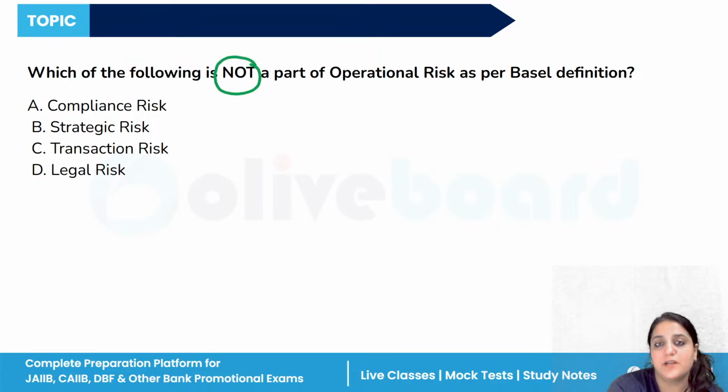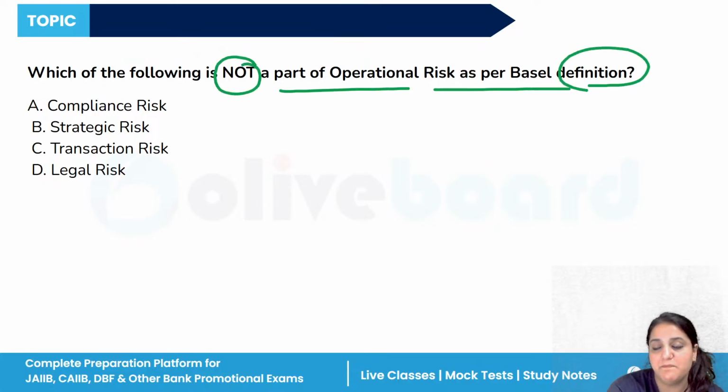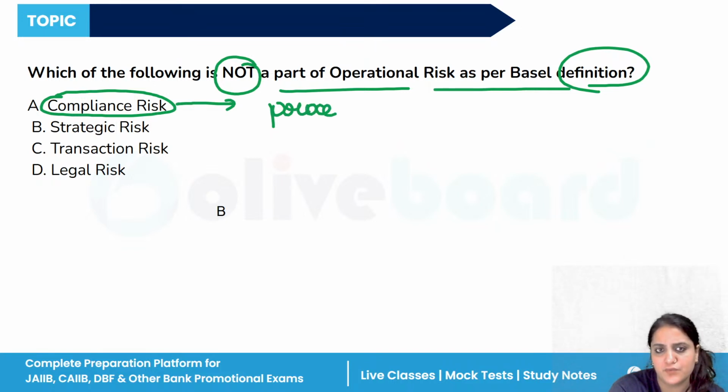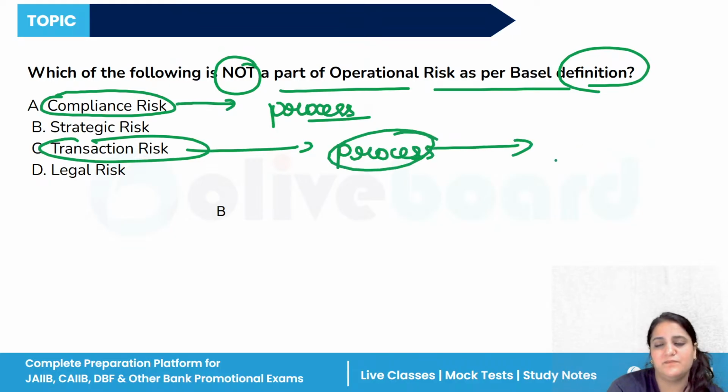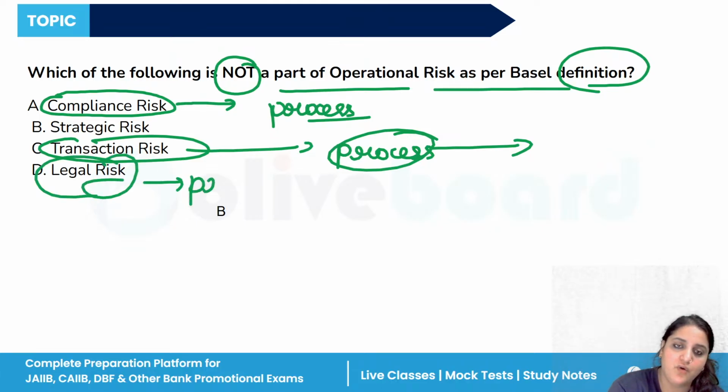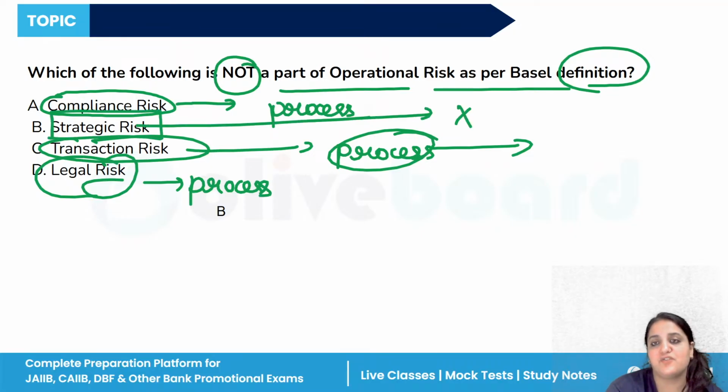Which of the following is not a part of operational risk as per the Basel definition? I think strategic risk. Compliance risk is part of operational risk because it happens due to the process, people not following the rules. Transaction risk is also process, when there is an error in any server or software. Legal risk is also process. So the only one is strategic risk, which is not a part of operational risk as per the Basel definition.